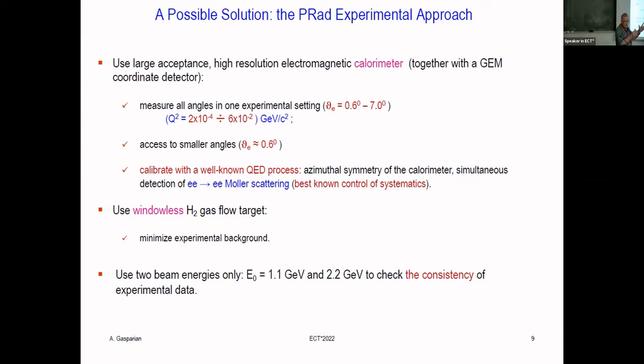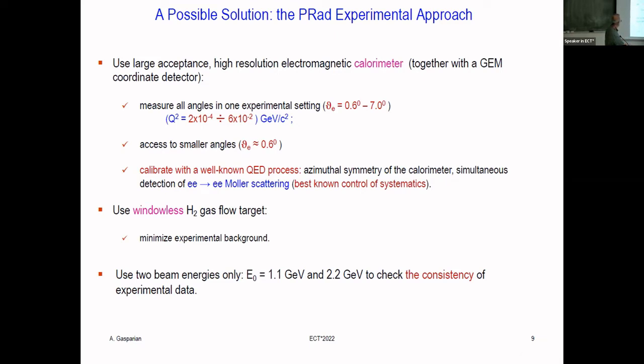A windowless gas flow target in this experiment. So two things: magnetic spectrum, changing to the calorimeter method, and using a new type of windowless target, which basically took off the beam background. Basically, in most cases. For sure, there are some problems also.